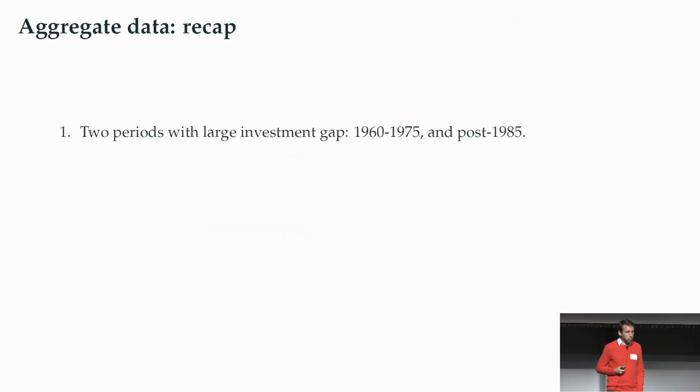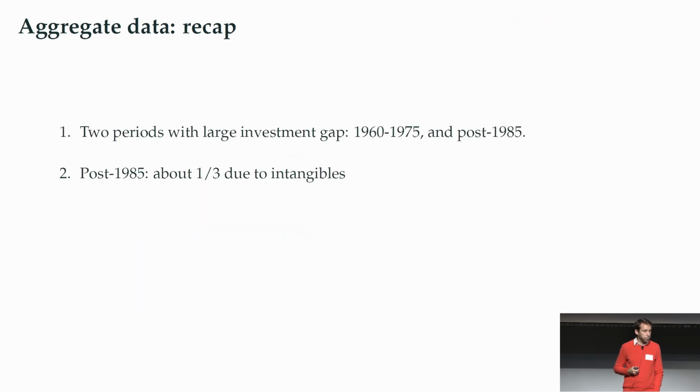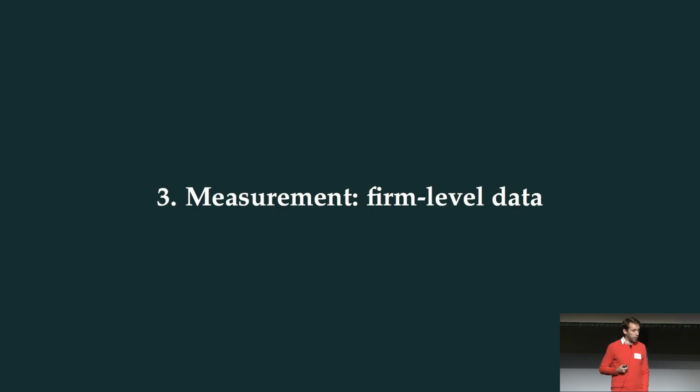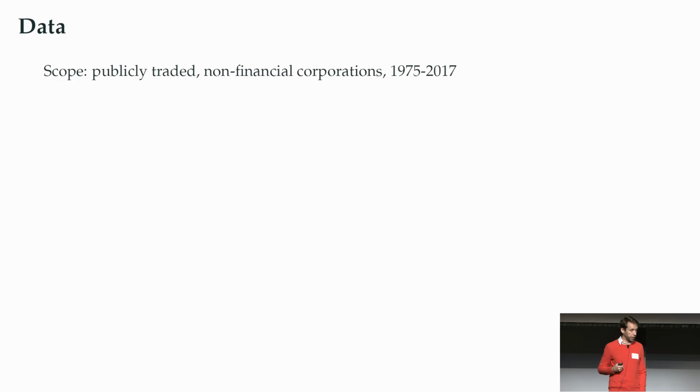Okay, so two periods with large investment gaps, the 60s and post-1985. After 85, about 1/3 is due to this increased intangible intensity, and the rest from rents. Now let me move on from this national accounting data and go to firm-level data. That's going to allow me to validate some of the national accounts results, but also to look more at disaggregated levels of the investment gap.